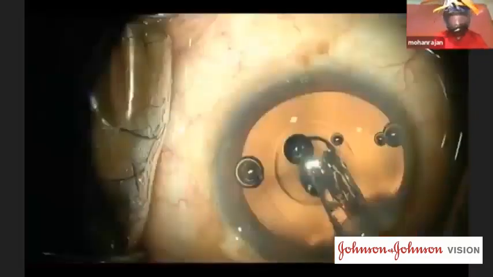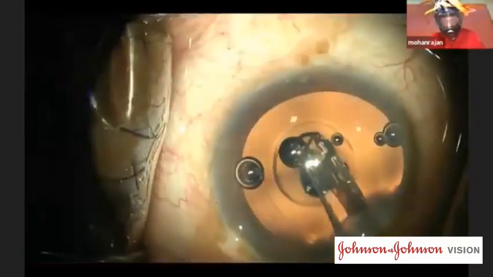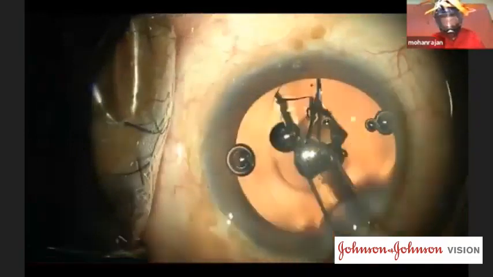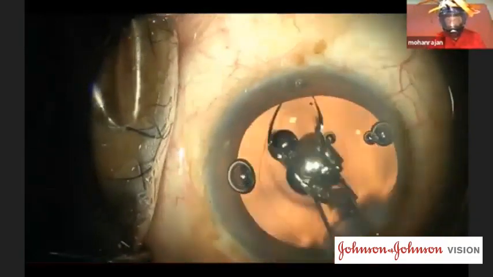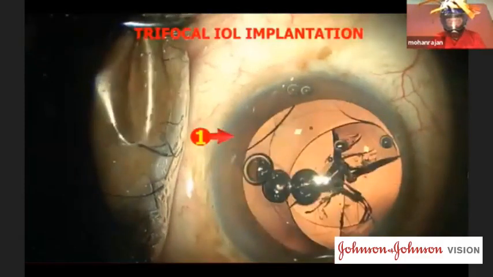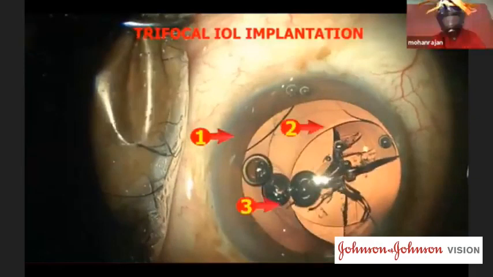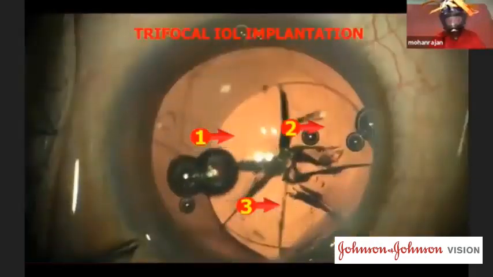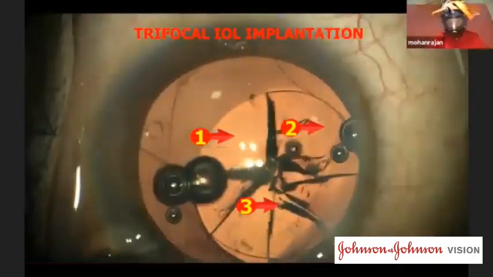This is a patient who had wanted a trifocal lens. You can see here the trifocal lens, and you can see that there are three parts of the lens: zone 1, zone 2, zone 3. Okay, zone 1 is for the distance, zone 2 is for the intermediate, and zone 3 is for the near part of the lens.